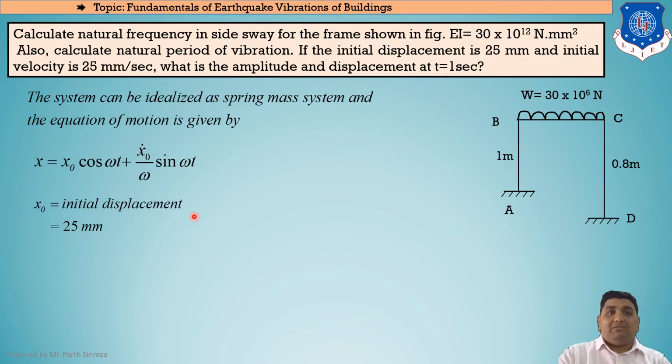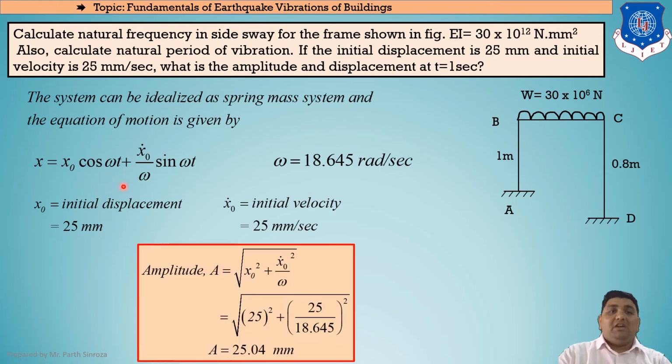So here initial displacement is given in the question to be 25 mm, and initial velocity is given in the question as 25 mm per second. So x0 and x0 dot are already given in the question. The remaining part is t. It is again given in the question, what is the amplitude and displacement at t equal to 1 second. So the value of t is given to be 1 second. So the only remaining part here is omega. And we have already calculated omega priorly, that omega value was coming out to be 18.645 radian per second.